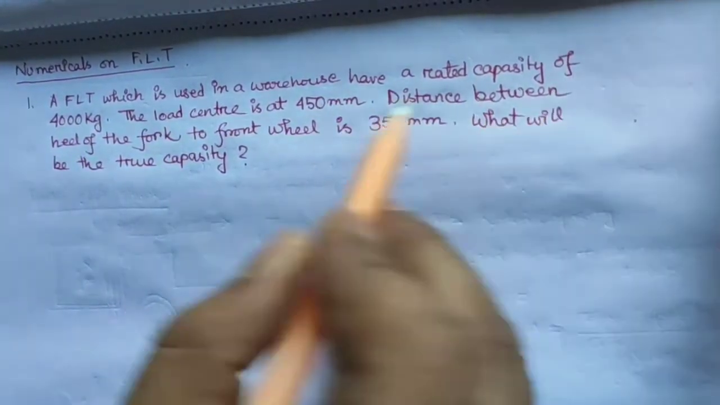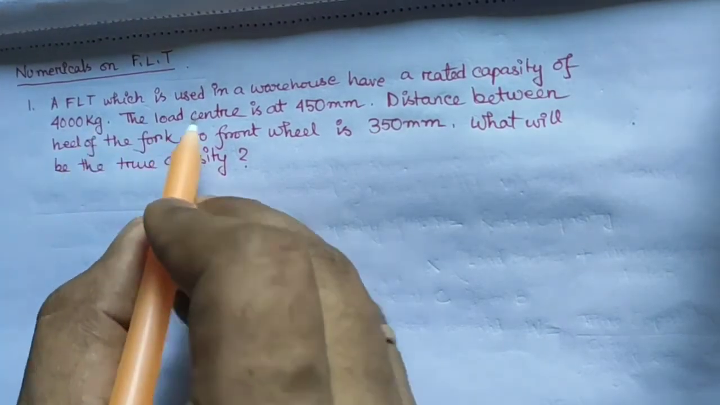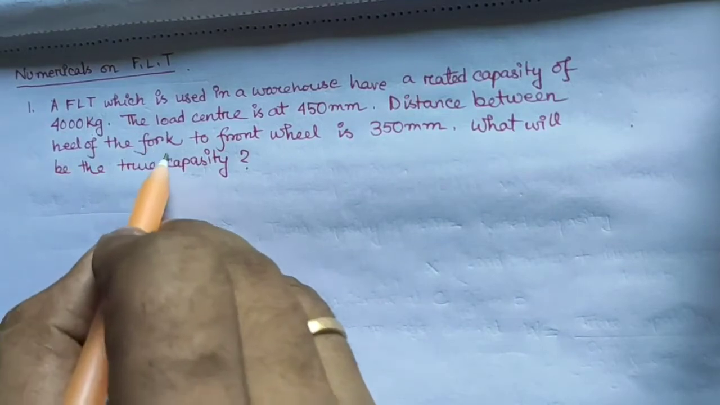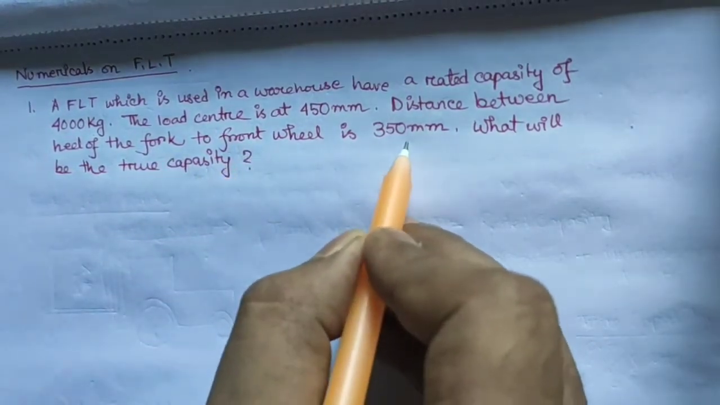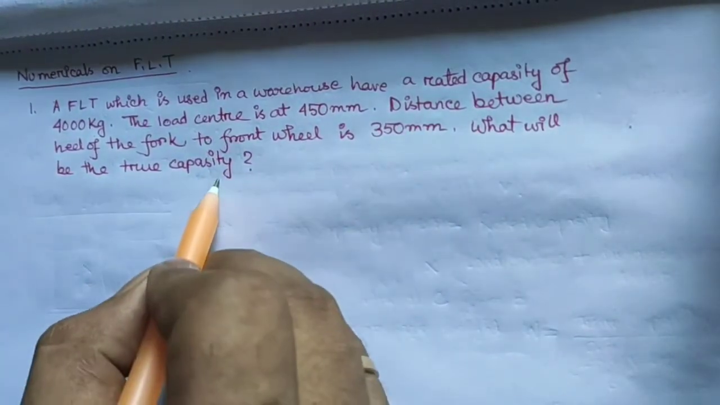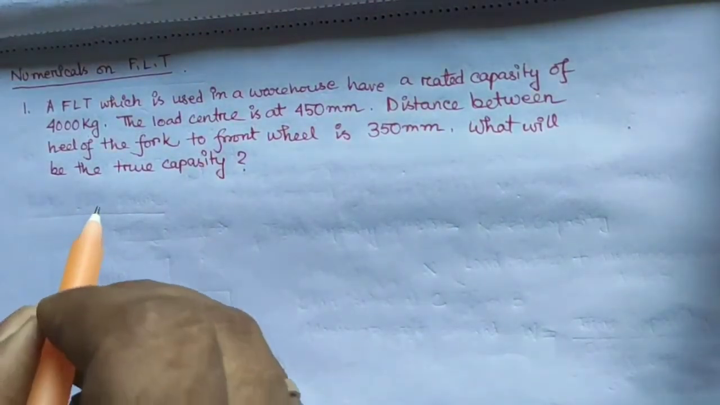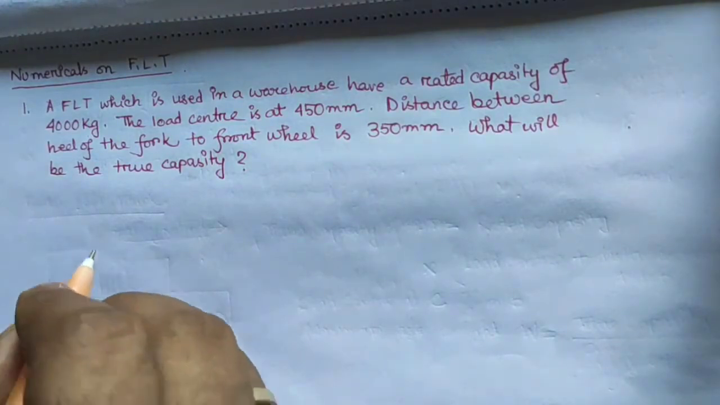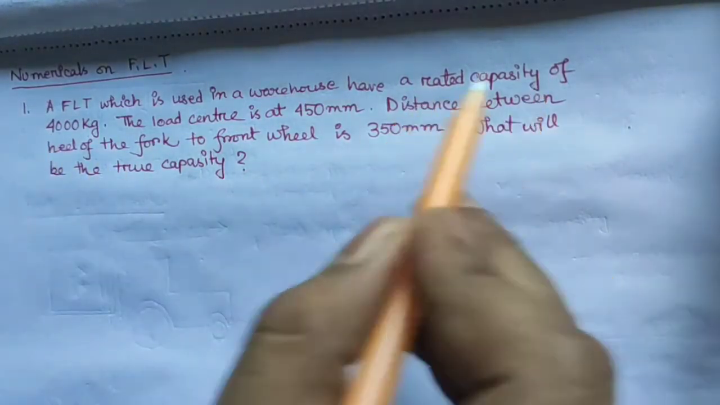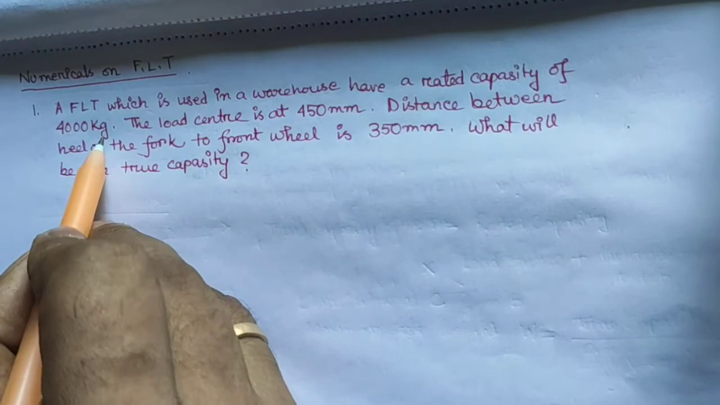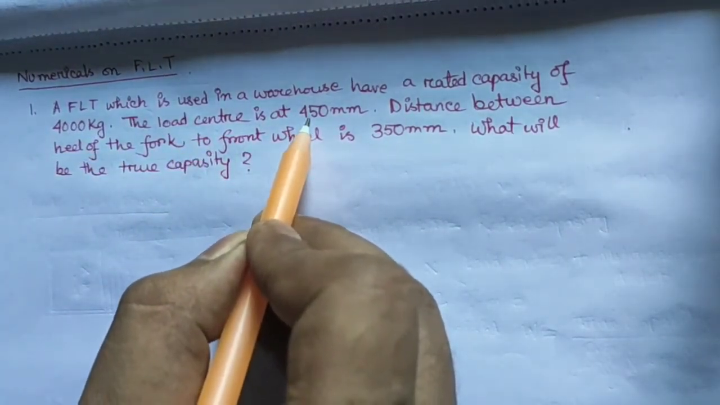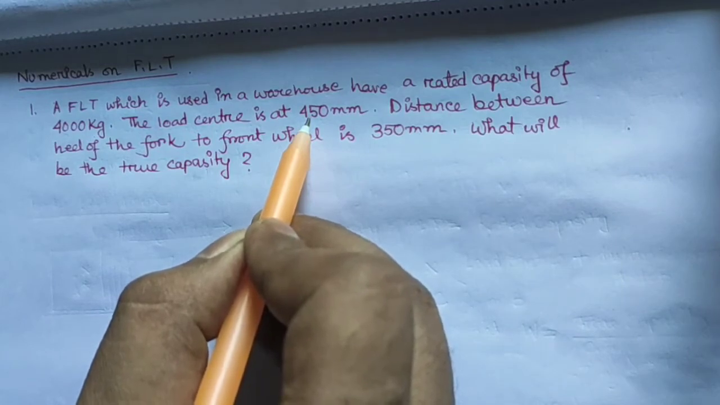has a rated capacity of 4000 kg. The load center is at 450 mm and the distance between the heel of the fork to the front wheel is 350 mm. What will be the true capacity? If you go through the previous notes, you will find that this rated capacity is given by the manufacturer, and the load center is the distance from the heel of the fork to the CG or load center point on the load.